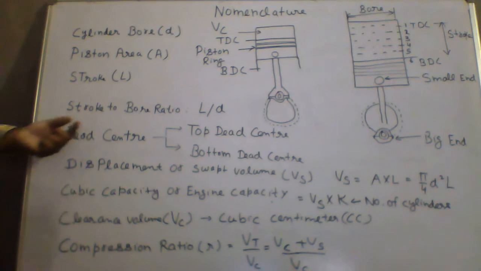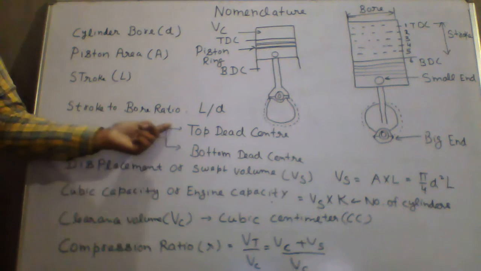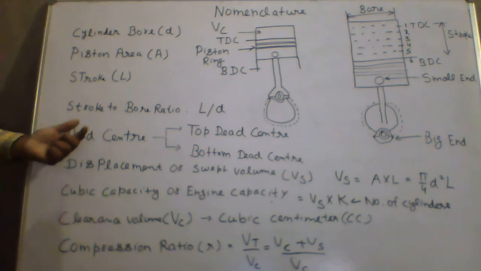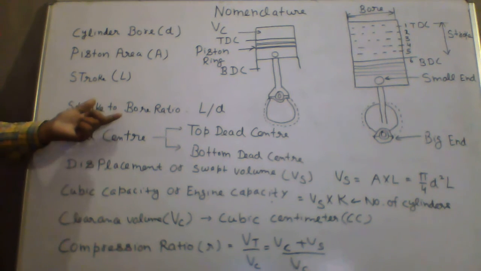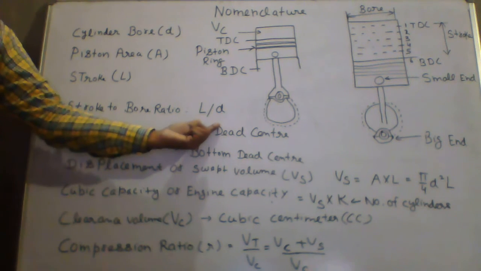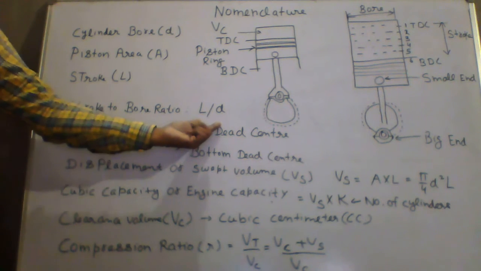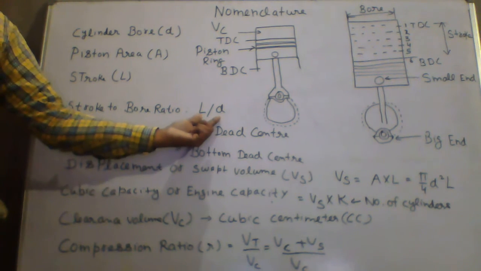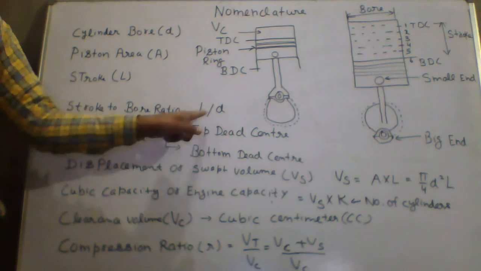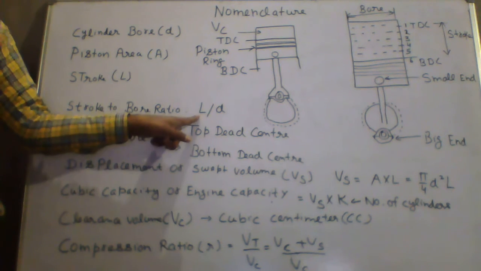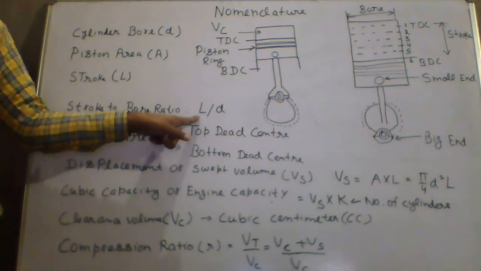Okay, the next term is stroke to bore ratio, L by D. So L by D ratio is an important parameter in classifying the size of engine. If D is equal to L, these two are equal, it is called square engine. If D is greater than L, it is called over square engine, and if D is less than L, it is called under square engine.